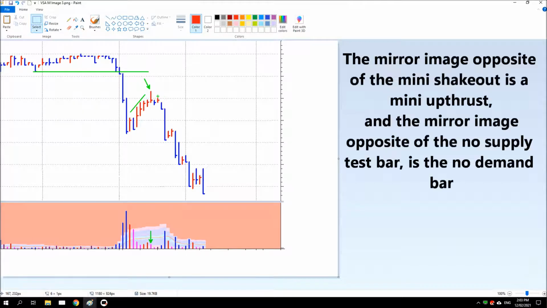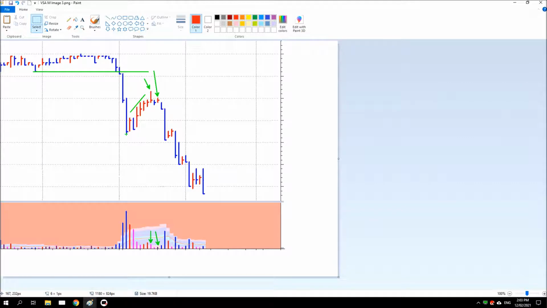And then you've got a no demand bar. And you can see the very low volume suggests there is no demand left. Buyers are done, and price is likely to break down a second time, which it does so.